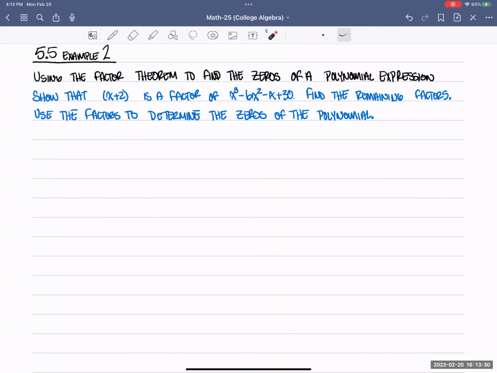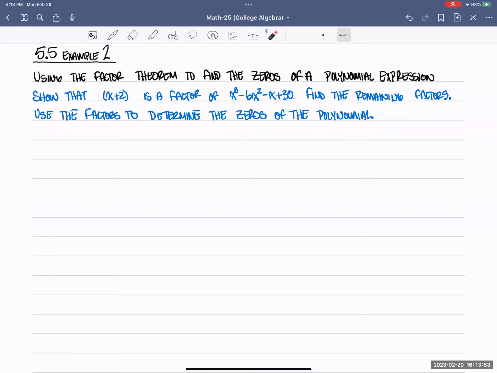Section 5.5, example 2, using the factor theorem to find the zeros of a polynomial expression. Show that x plus 2 is a factor of x cubed minus 6x squared minus x plus 30. Find the remaining factors. Use the factors to determine the zeros of the polynomial. All right, let's give it a try.